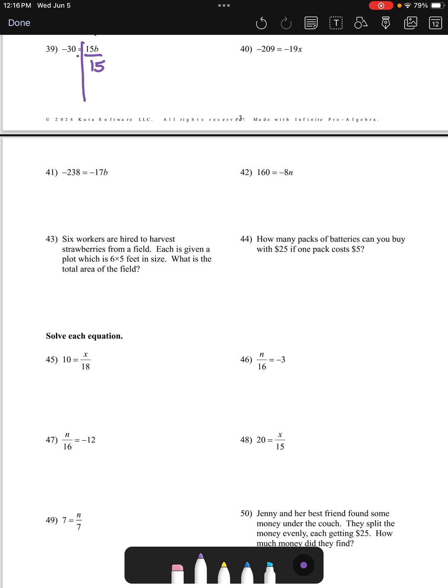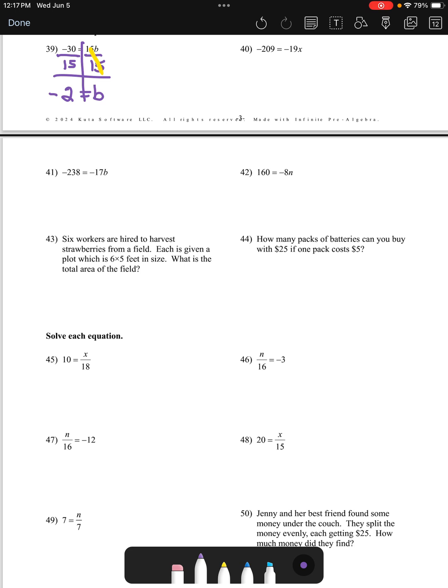Divide by 15. And whatever I do on one side of an equation, I have to do on the other. So both sides will divide by 15. On the right-hand side, 15 divided by 15 is 1. So it's 1b, which is b by itself. On the left side, we actually have a little bit of work to do. So we've got negative 30 divided by 15. A negative divided by a positive will be a negative value. 30 divided by 15, that's not too bad. That's 2.